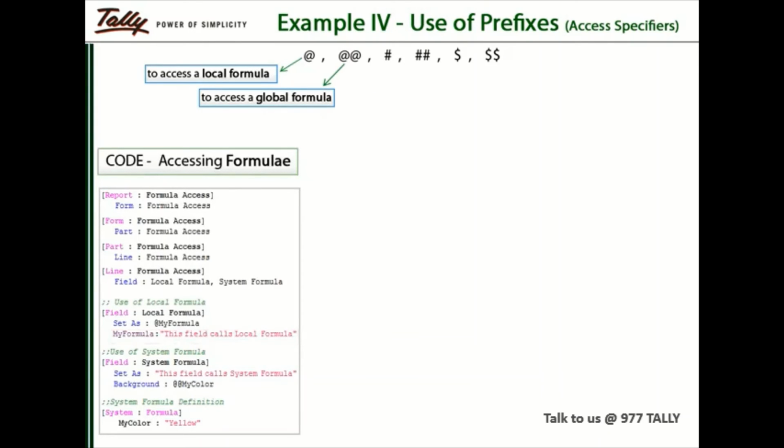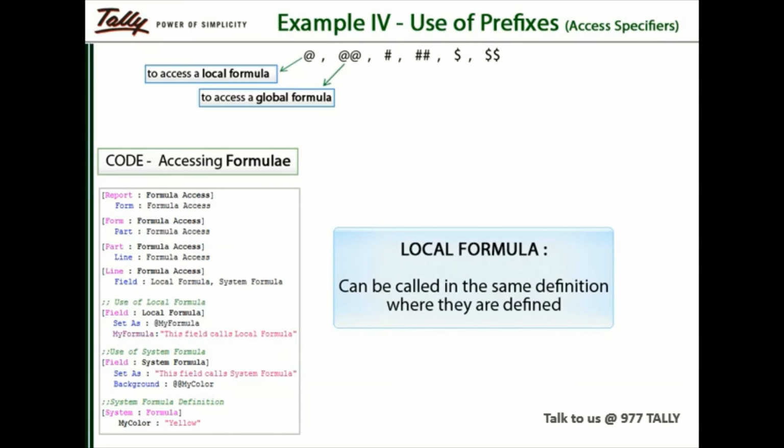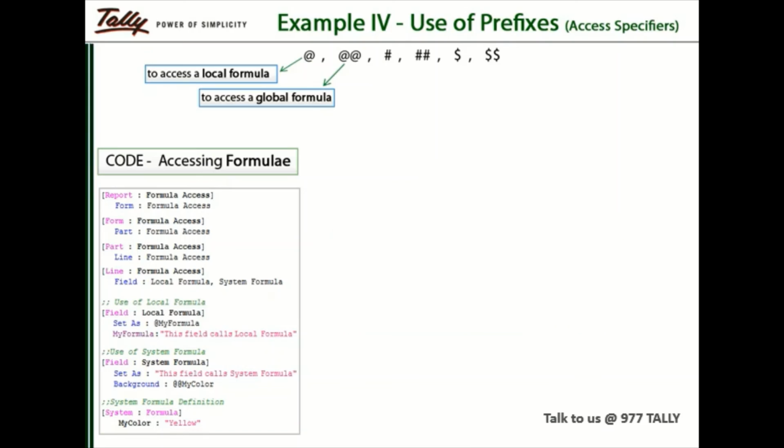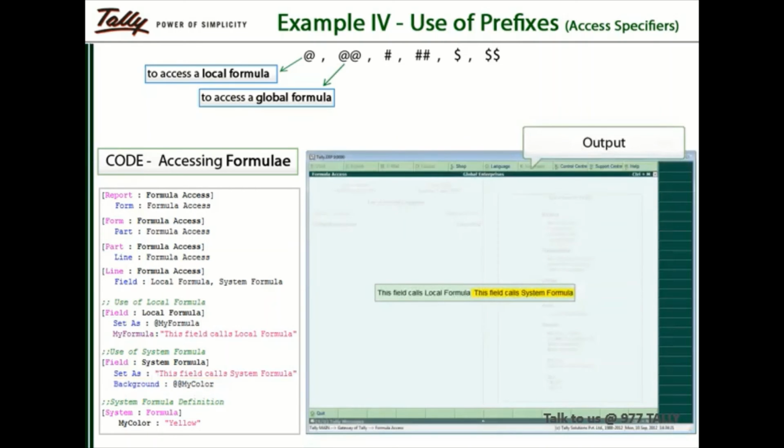A local formula has been defined in field 1. This value can be accessed in the same field by prefixing the local formula name with @ sign. Local formula can be used in the same definition and they are helpful when the same value has to be accessed multiple number of times. System formula are defined under the system formula definition and they can be accessed from any definition by prefixing the system formula name with the @ sign.